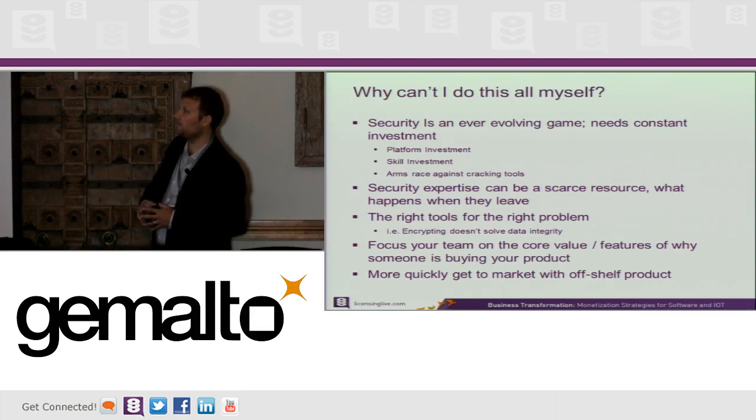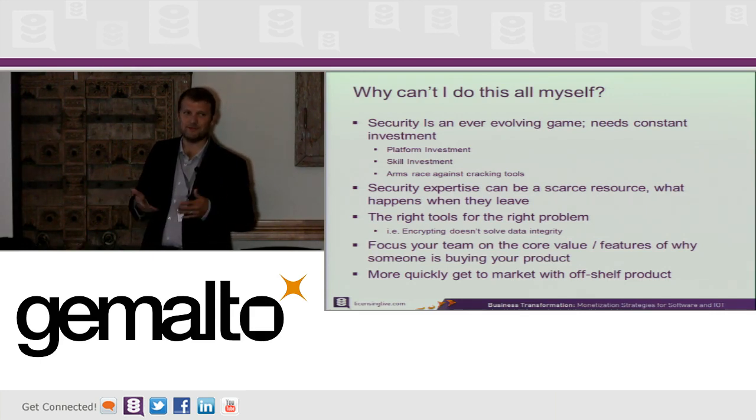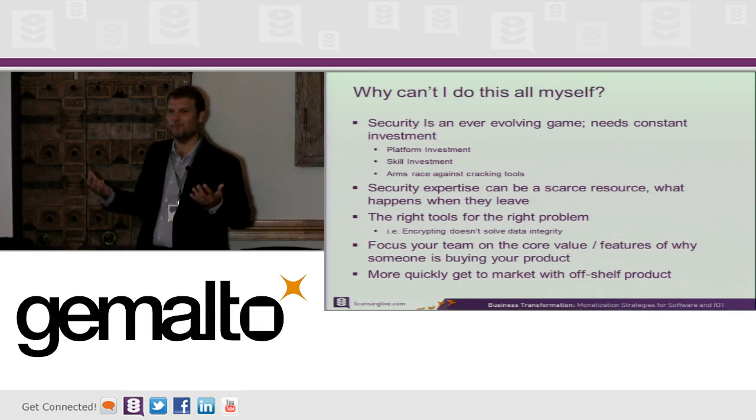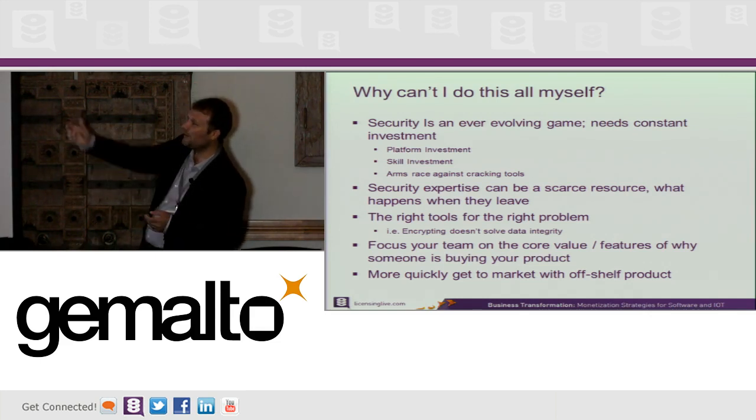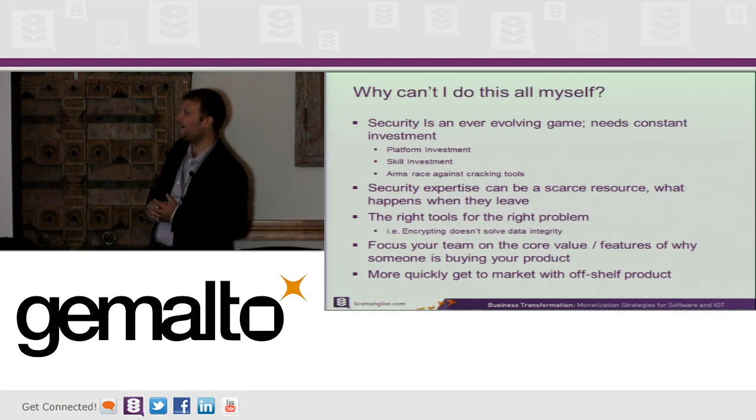This is my last slide, and then any questions. So the most common question I get asked as a product manager: Why can't I do all this myself? I have software engineers. I have hardware engineers. Why do I need Gemalto? Why do I need a partner? Well, it's okay. You can. We can all build everything. There's no problem.